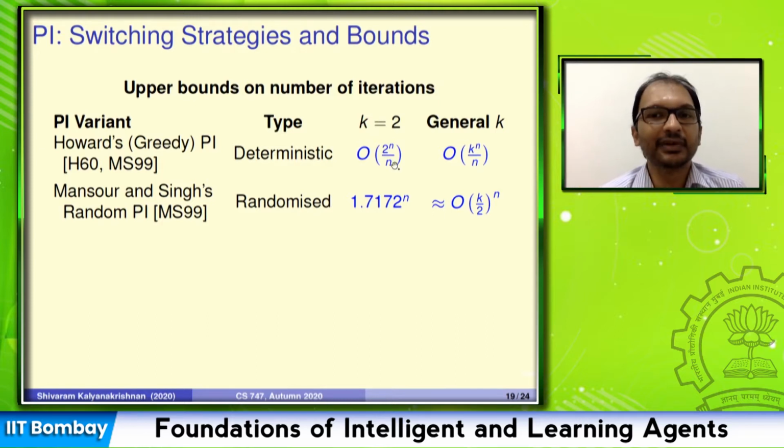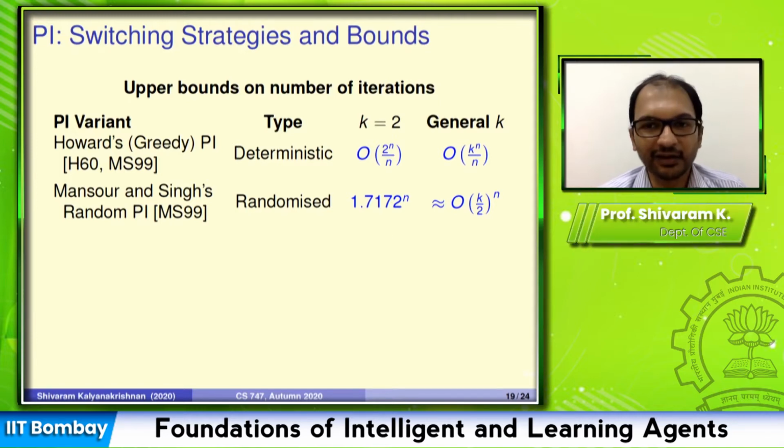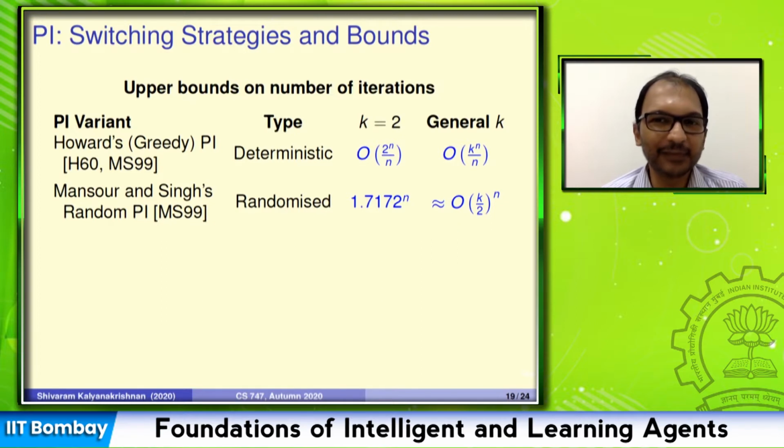Okay, randomization does help. So in expectation, their random PI, or random policy iteration algorithm, will take 1.71 something to the n iterations, and when you generalize to k, multiple actions, that becomes something like k over 2 to the n. It's k to the n divided by 2 to the n for large k.